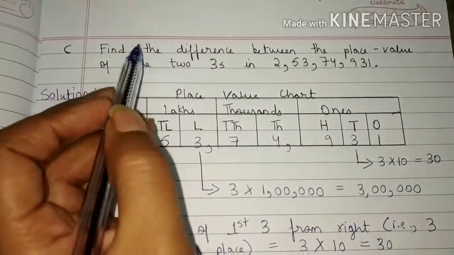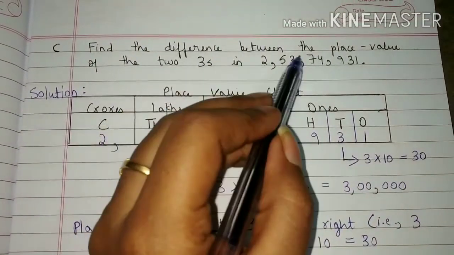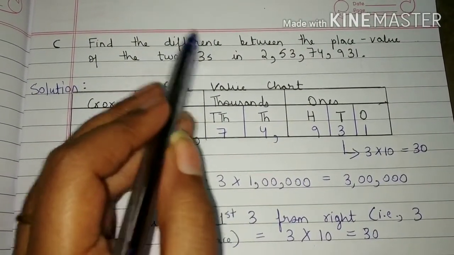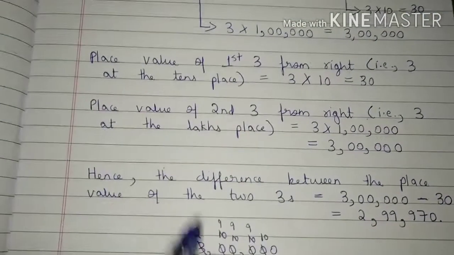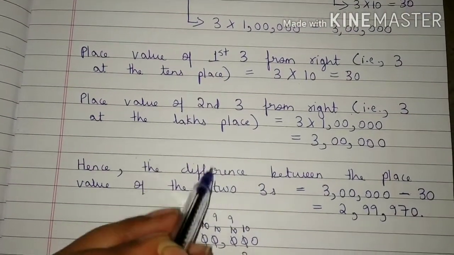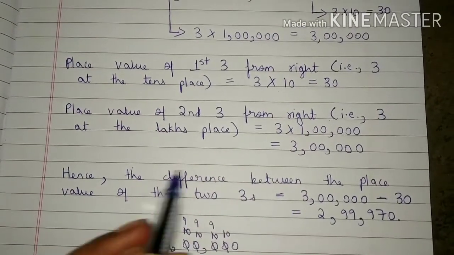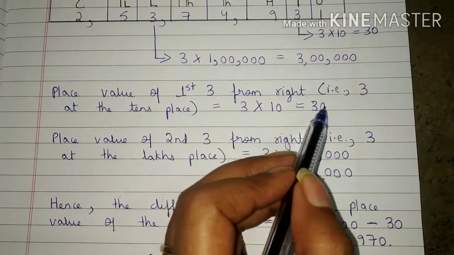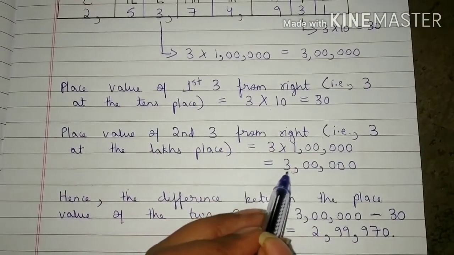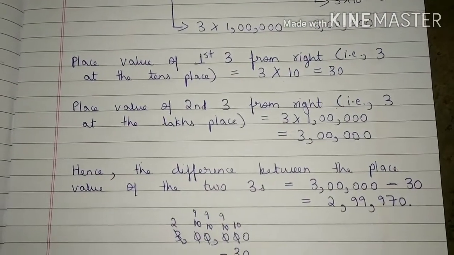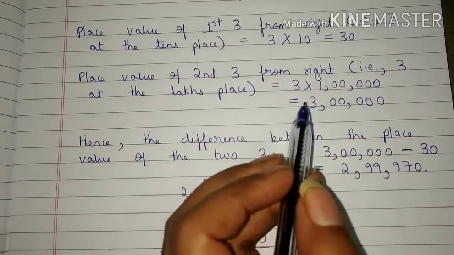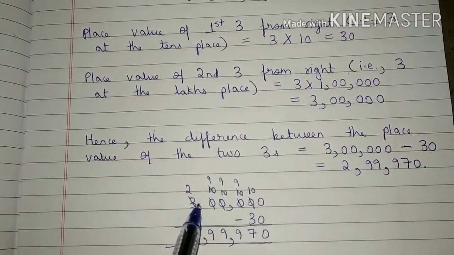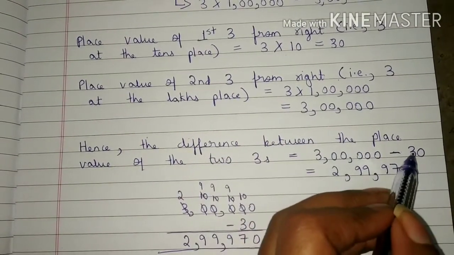Now students, in this question you have to find the difference between the place value of the two threes. So how will you find? In order to find the difference between the place value of the two threes, you will subtract 30 from 3 lakh. So how will you subtract? First of all, you will write 3 lakh here and then you will write minus 30 here.